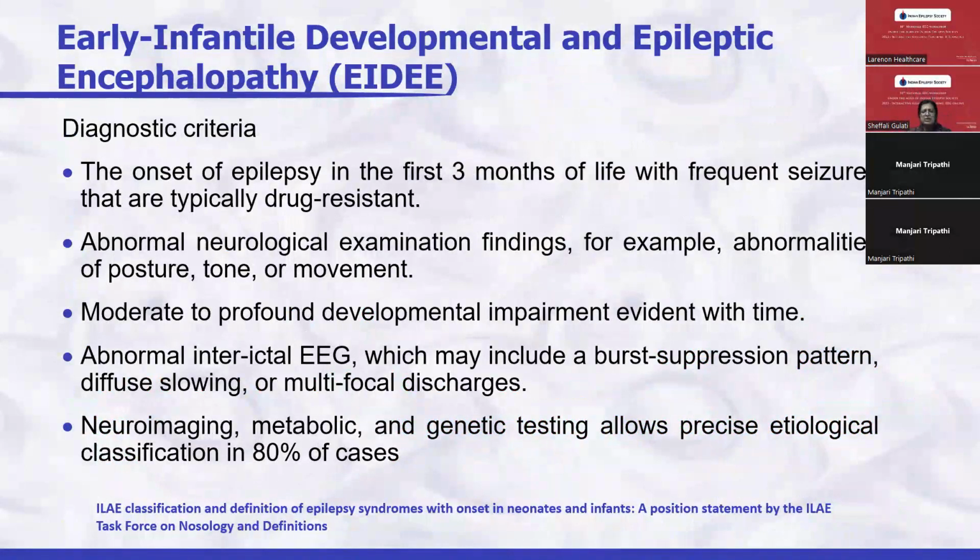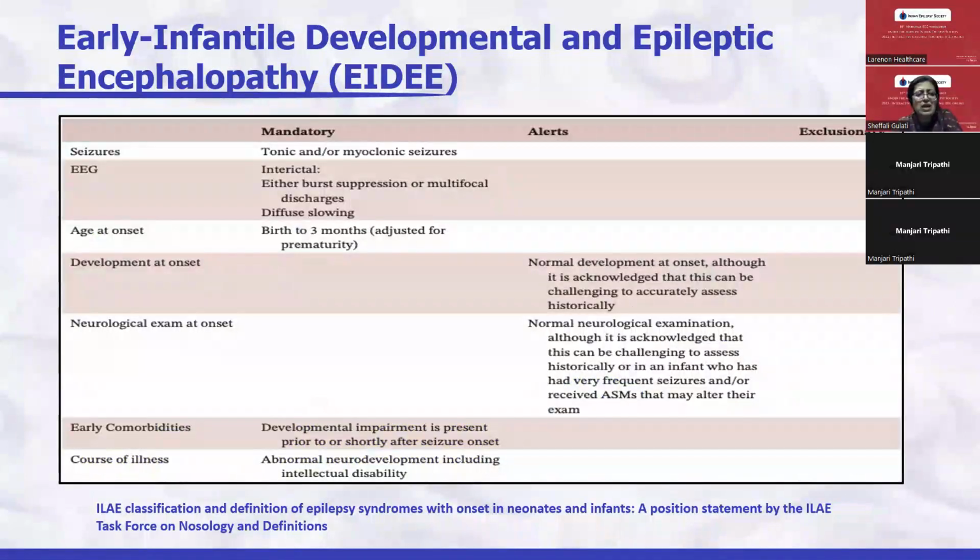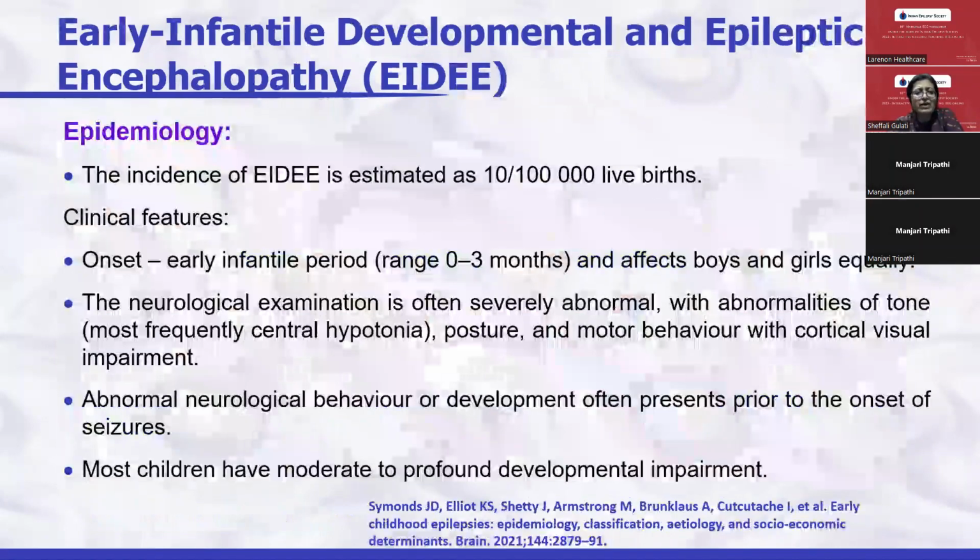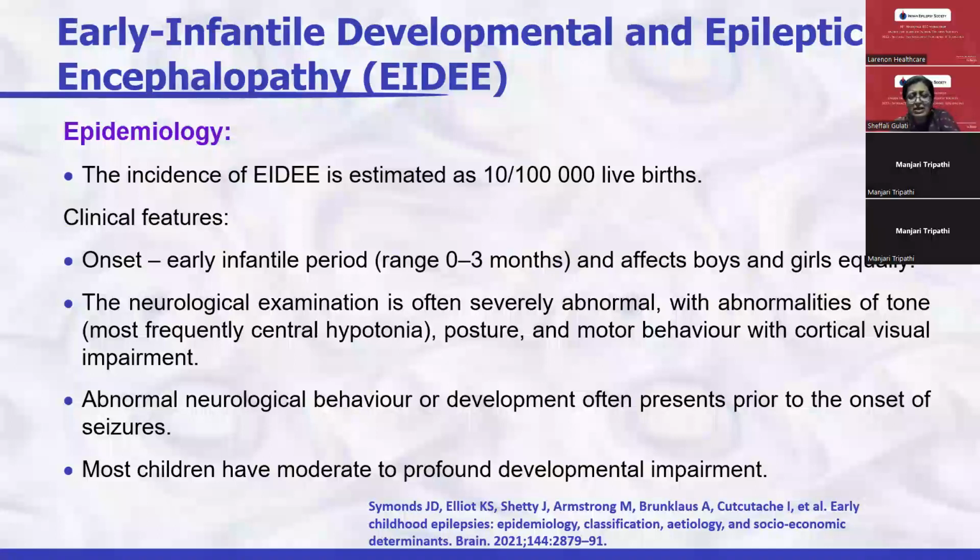So EIDEE has onset in the first 3 months of life with frequent seizures and frequently drug resistance, with an abnormal neuro examination and developmental impairment, and an abnormal interictal EEG, which may include a burst suppression pattern. Neuroimaging, metabolic and genetic testing will give an etiological classification in up to 80% of the cases. I will not go into details beyond this. It's not very common, but it is there, and we have to understand it. We generally have to pick them up early.